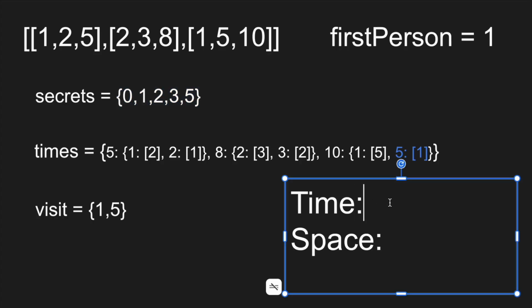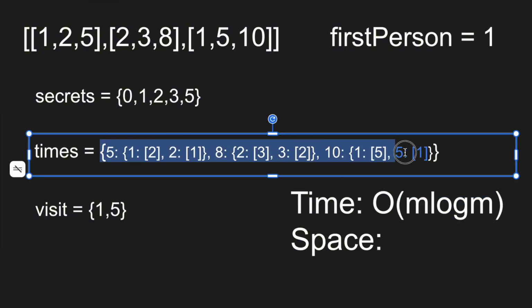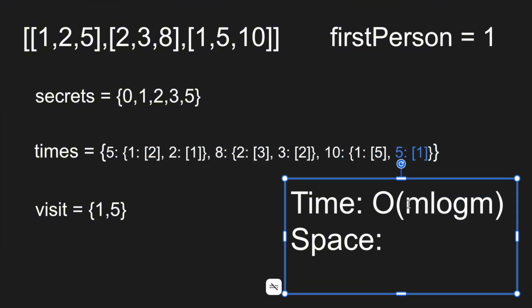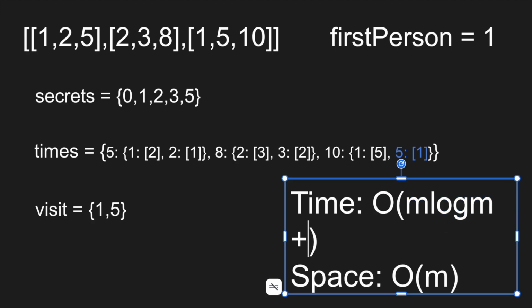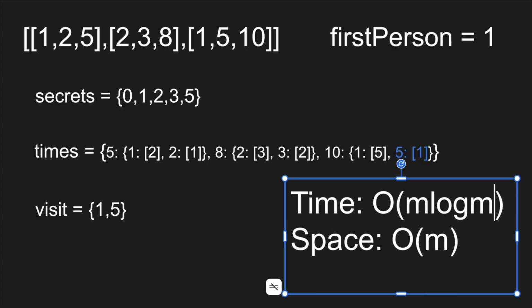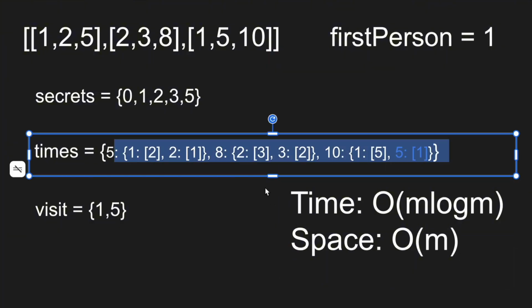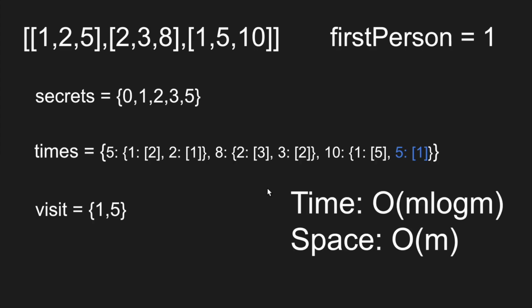So the time complexity would be O of m log m, where m is the number of meetings. Because of this times adjacency list, we will have to sort it, and that would take the most time, so it would be m log m. To be more exact, you can do O of n log m plus m, because we will have to first set up times first and then do the sorting. But obviously this is smaller than this, so this will cancel out, so we can just simplify to O of m log m. And the space complexity would be O of m, because this times adjacency list will depend on the number of meetings that there are.